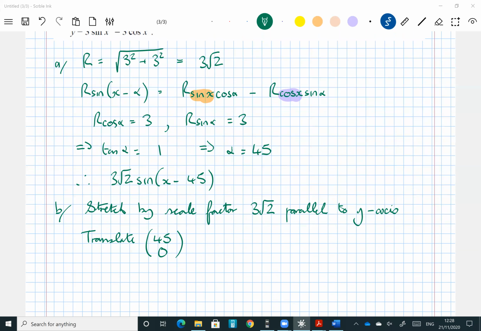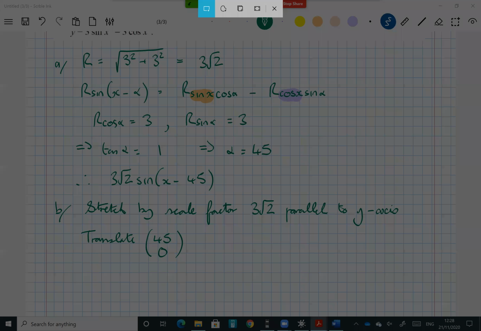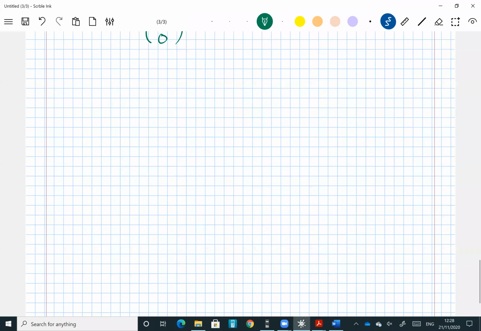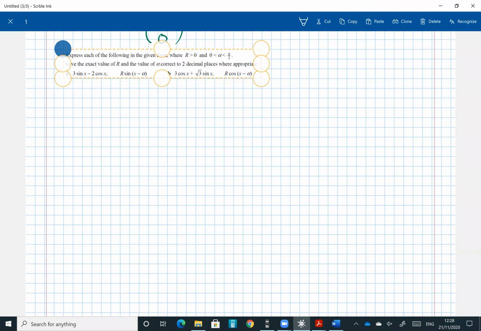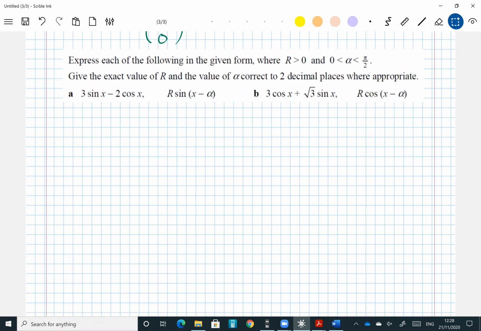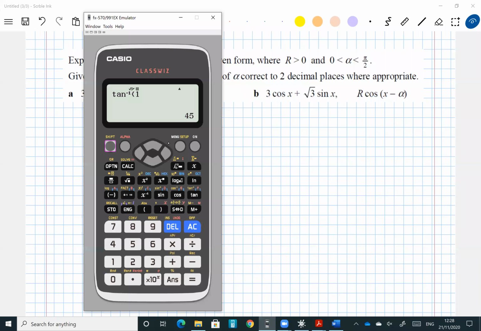So another application that you could possibly see for this one would be something like this. So I'll put a question on there. Express each of the following in the given form, where r is bigger than 0 and alpha is between 0 and pi over 2. Now it hasn't told us specifically radians, but from the context we can see it's radians because it mentions pi over 2. If we're talking in degrees, then that pi over 2 would never come up as an angle. So contextually, we know we're in radians now. So let's put our calculator straight in radians.